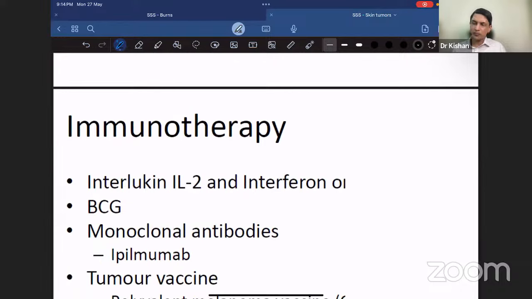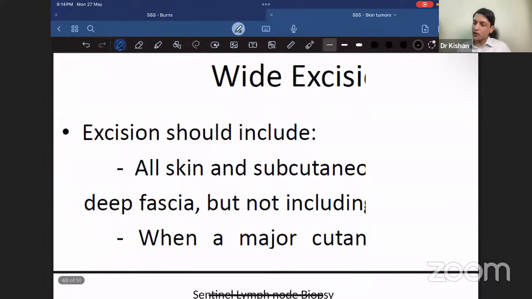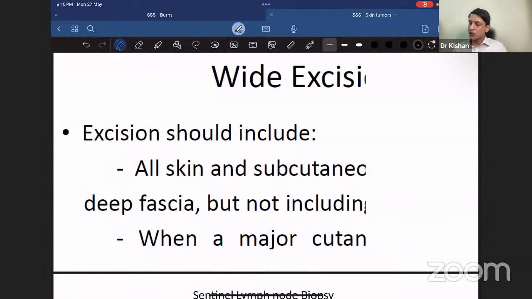Immunotherapy, you can use interleukin, but you remember only one thing: surgical excision. For final years, that's more than enough. Wide local excision you have to do. Excision should include all skin and subcutaneous tissue, and deep fascia.